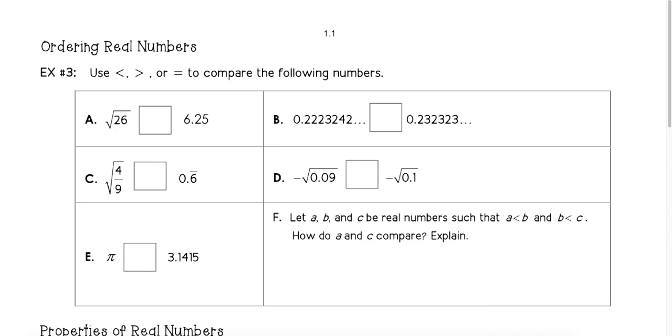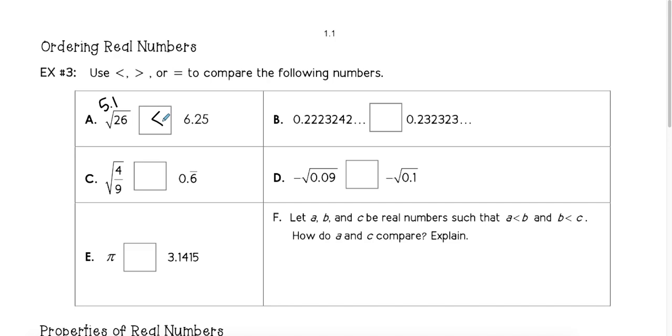All right, square root of 26. I can guesstimate square root of 26 because I know the square root of 25 is 5, and this is just going to be a tiny bit past it. So this is just an estimation, like this would be like 5.1. Okay, so now we can compare these two. Well, obviously 5.1 is less than 6.25.